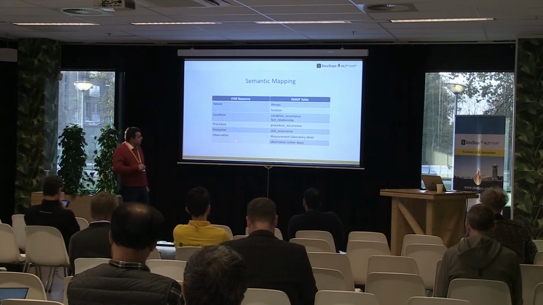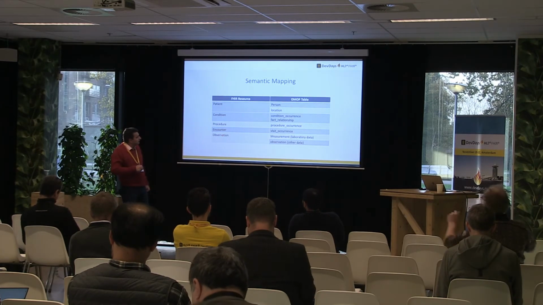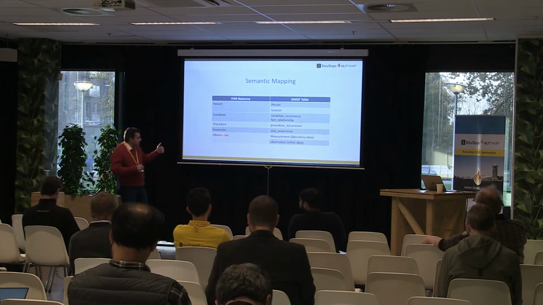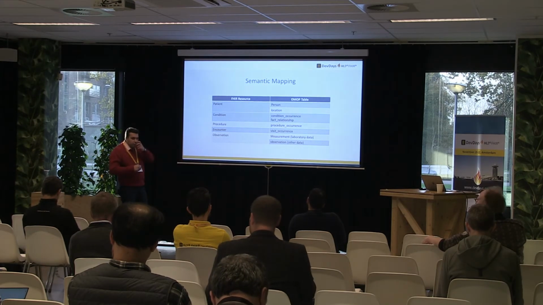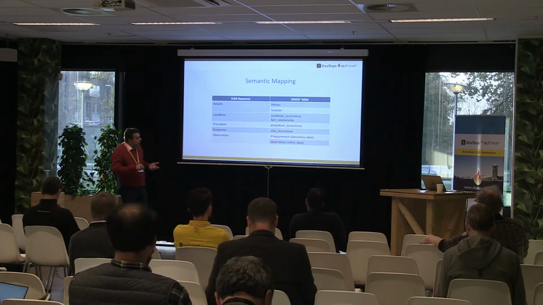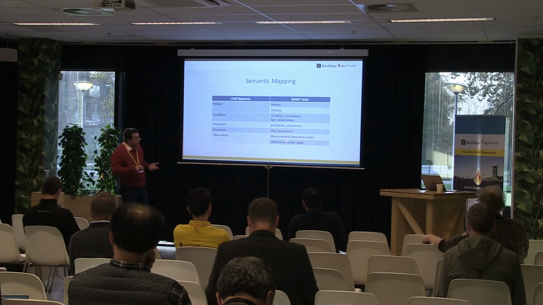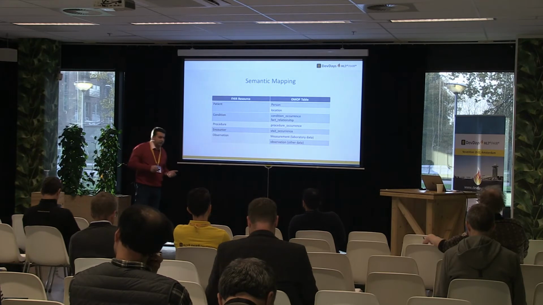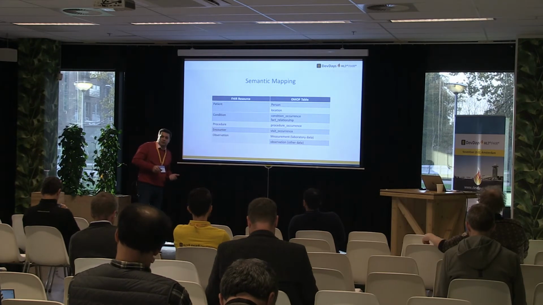Why? Because in FHIR, unfortunately, we have just one resource, the observation resource, for both lab data and observational data. But in OMOP, we have the measurement table for laboratory data and observation for other observational data like blood pressure, body temperature, and so on.